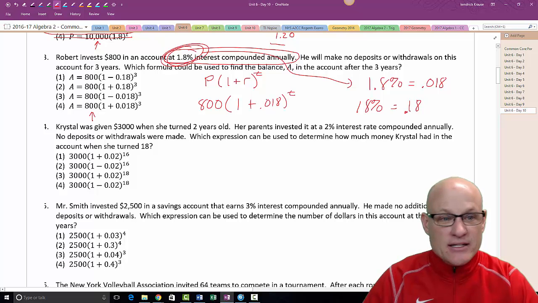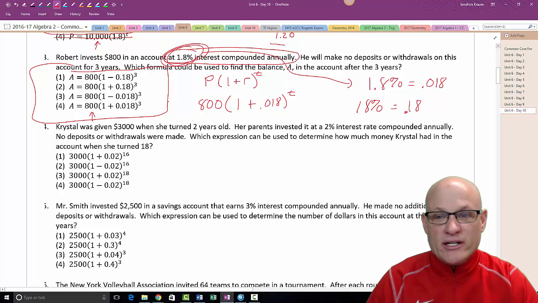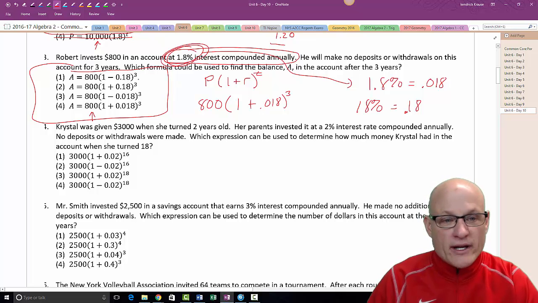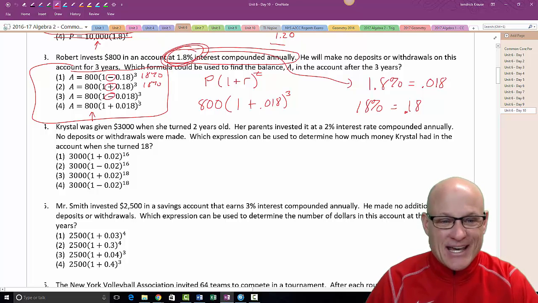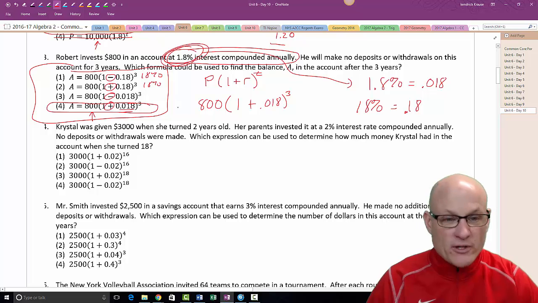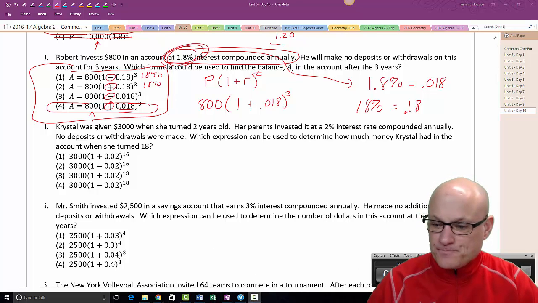0.018 to the t. Now notice what I did here. All of these have varying degrees. Oh, in this case it's 3. Varying degrees of percentages, right? 0.18, that's 18%. 0.18, that's 18%. This is subtraction, decay. This is addition, growth. Subtraction, decay, addition, growth. And notice now I got 0.18. So there's my answer, choice 4. Hopefully you're doing okay. I need to take a break.